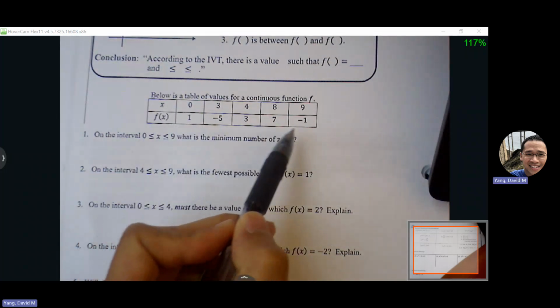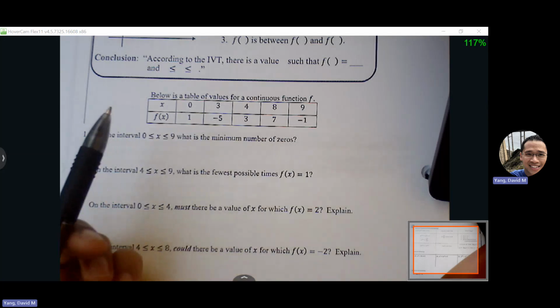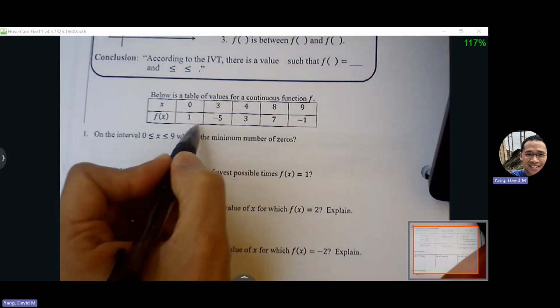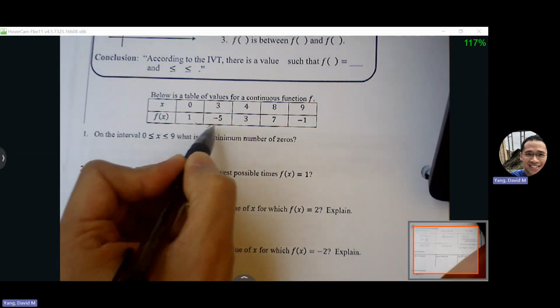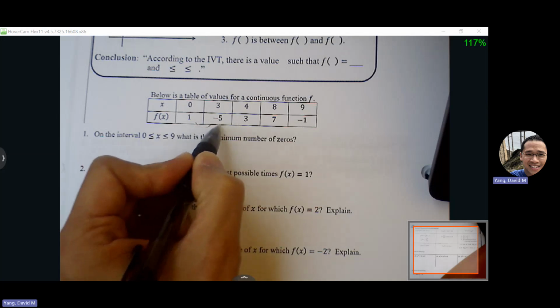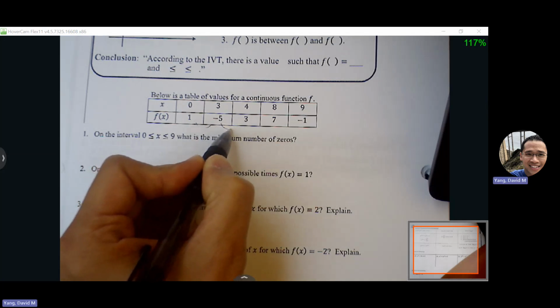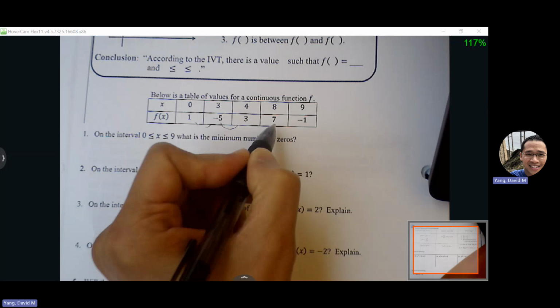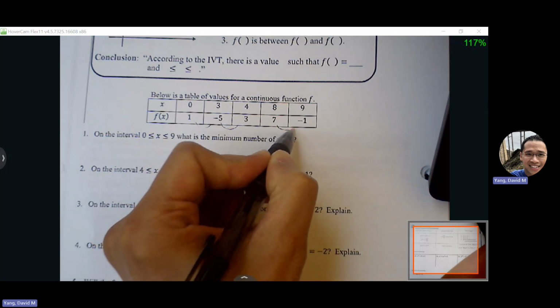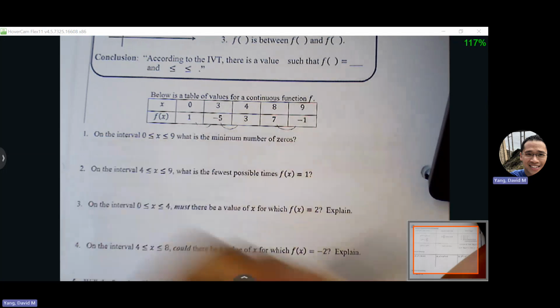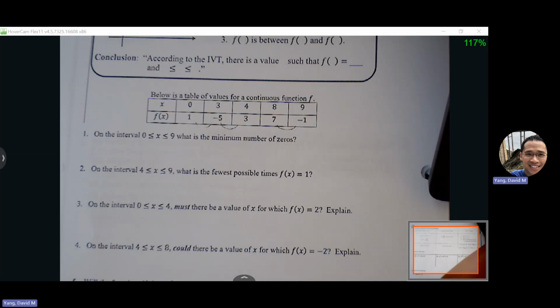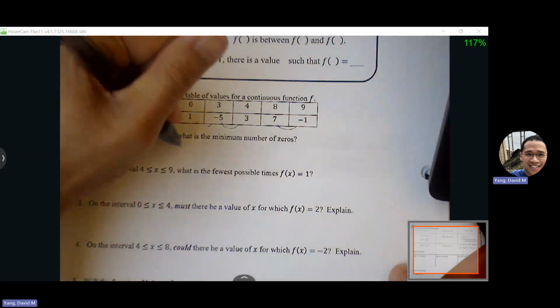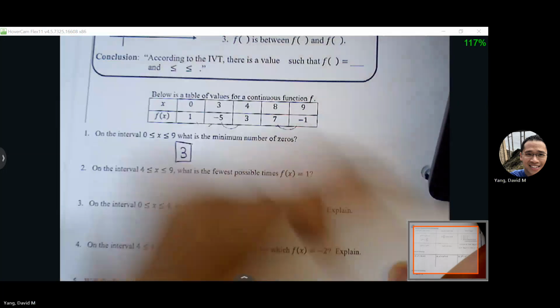So basically, what's the minimum number of x-intercepts that we can guarantee? 3, right? From 1 to -5, it's got to hit 0 at least once. From -5 to 3, it's got to hit 0 at least once. And then from 7 to -1, it's got to hit 0 at least once. It doesn't mean that there couldn't be more zeros, but based off of the data that we have, that's the minimum that we can say. And that's basically applying intermediate value theorem.